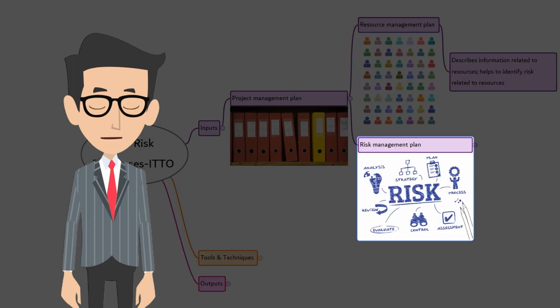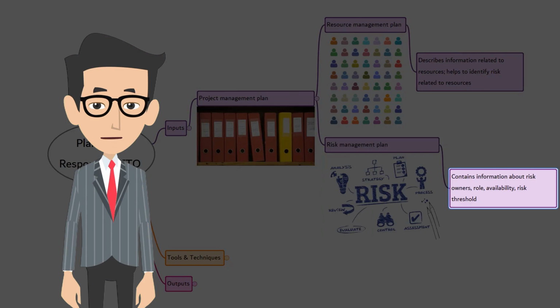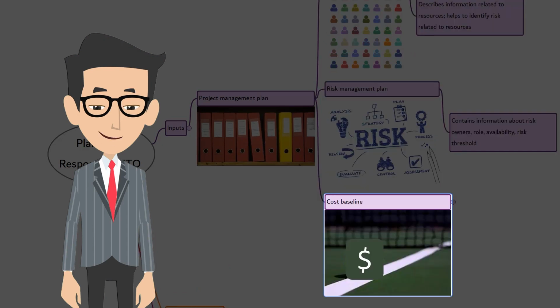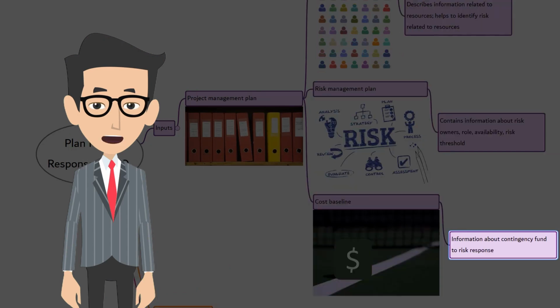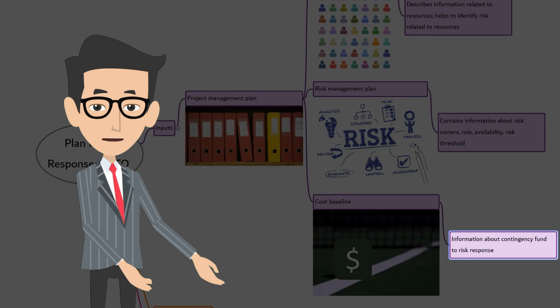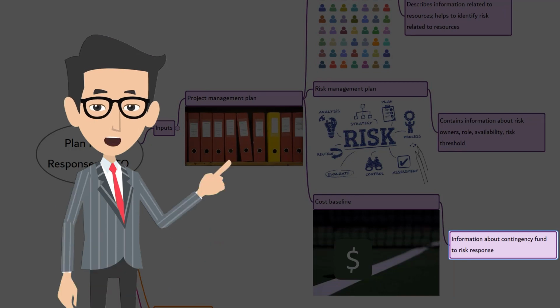Risk management plan. Planned risk response needs information such as type of risk owners, their roles and responsibilities, and their availability, and the risk threshold of the organization, so that the timing to trigger the risk response can be identified. The risk management plan will have this information. Cost baseline. Information about the contingency fund that is allocated to risk response is part of the cost baseline. So naturally it's an input.